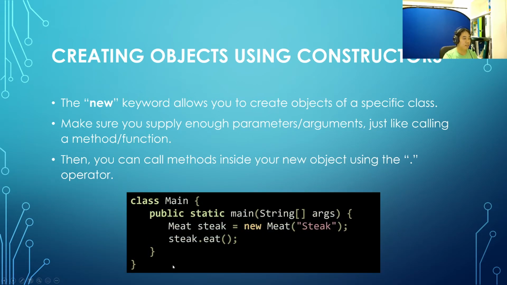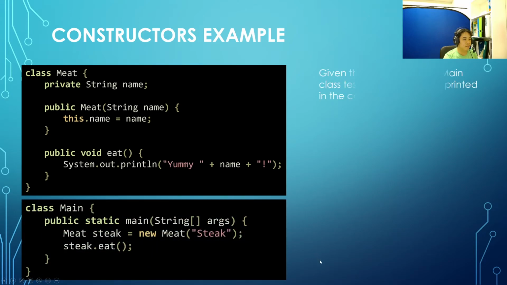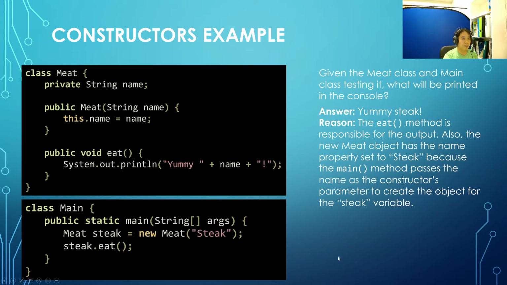Just like this. We have the main class that references the meat class we made earlier, and we're going to store this in a variable of the type meat. So we create the new meat called steak, and then I'm going to eat the steak and say yummy steak. That is pretty much what we have here. So we have yummy steak being printed right after we call the steak's eat function. Okay. Any questions here?